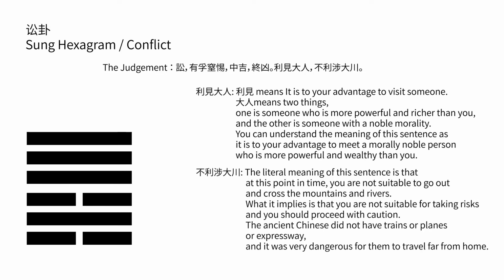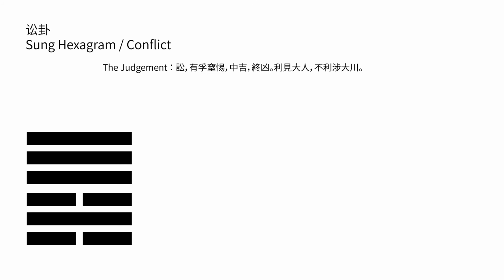不利涉大川. The literal meaning of this sentence is that at this point in time, you are not suitable to go out and cross the mountains and rivers. What it implies is that you are not suitable for taking risks and you should proceed with caution. The ancient Chinese didn't have trains or planes or expressways, and it was very dangerous for them to travel far from home.